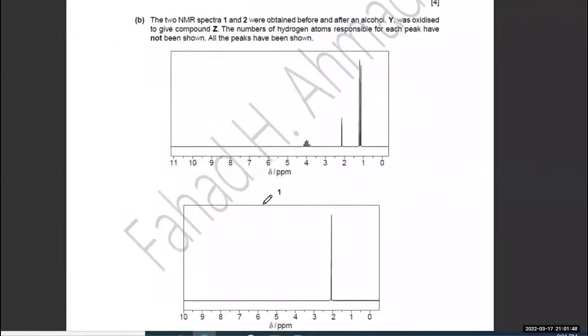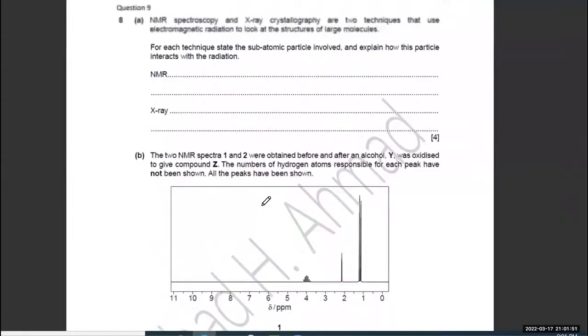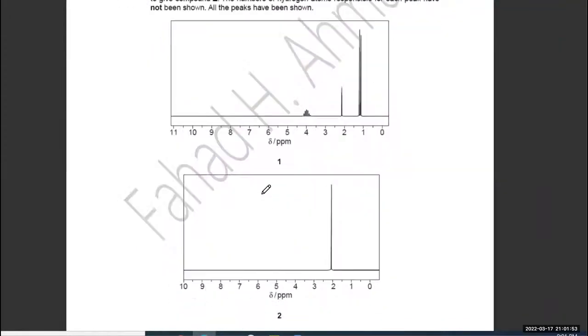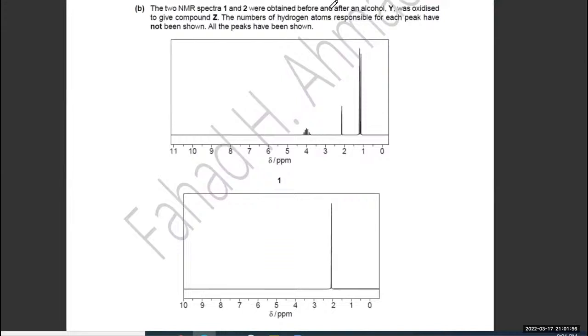Okay, this one is, he's saying 2 NMR spectra 1 and 2 are obtained before and after an alcohol Y was oxidized to give. So alcohol Y is getting oxidized, right? What can be the possible products when alcohol Y is oxidized? I think this is the alcohol Y, and this is the compound Z that is formed after oxidation.